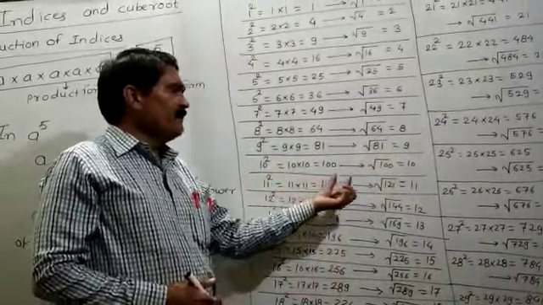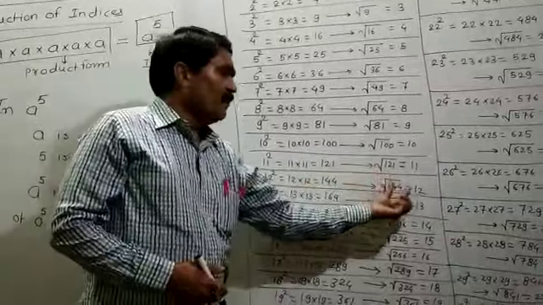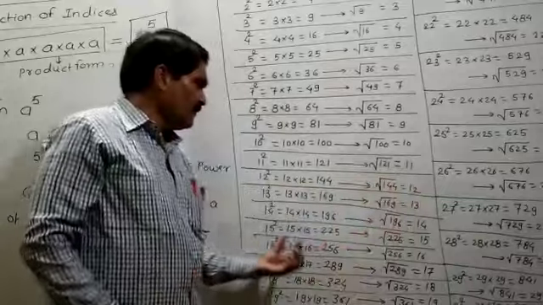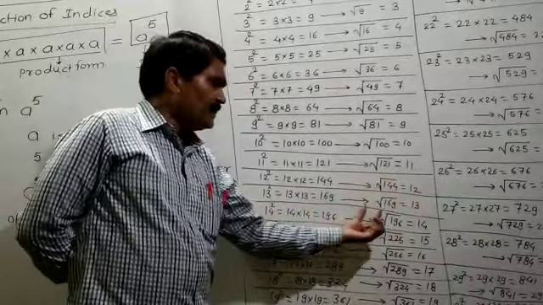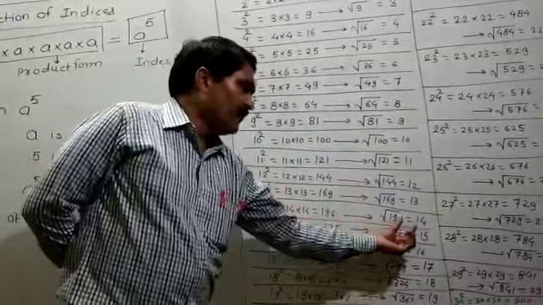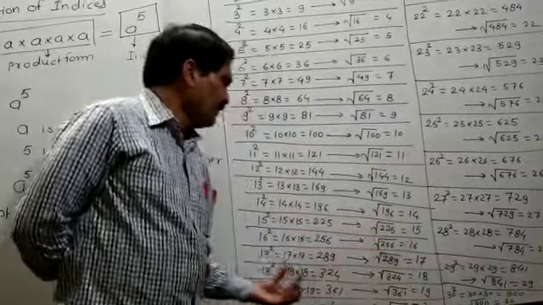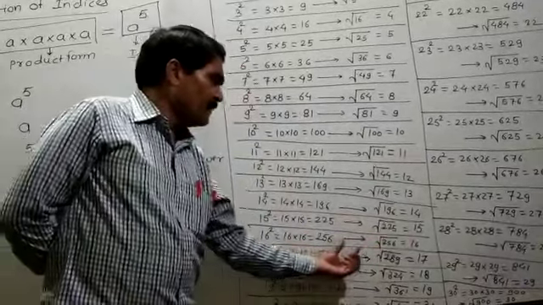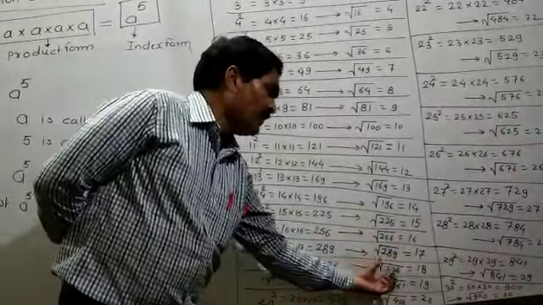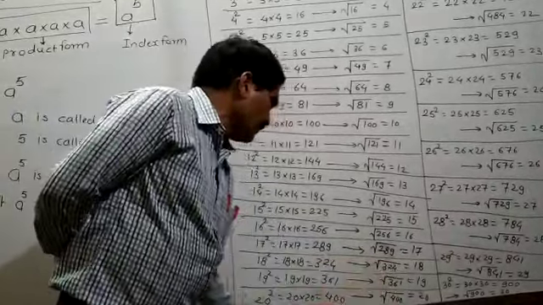11 square 121, square root of 121 is equal to 11. 12 square 144, square root of 144 is equal to 12. 13 square 169, square root of 169 is equal to 13. 14 square 196, square root of 196 is equal to 14. 15 square 225, square root of 225 is equal to 15. 16 square 256, square root of 256 is equal to 16. 17 square 289, square root of 289 is equal to 17. 18 square 324, square root of 324 is equal to 18. 19 square 361, square root of 361 is equal to 19.